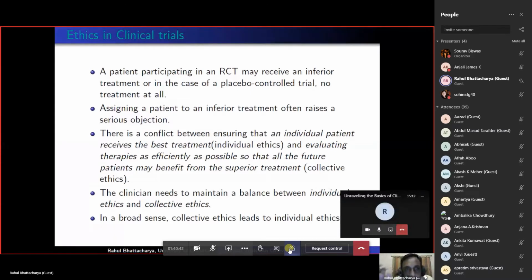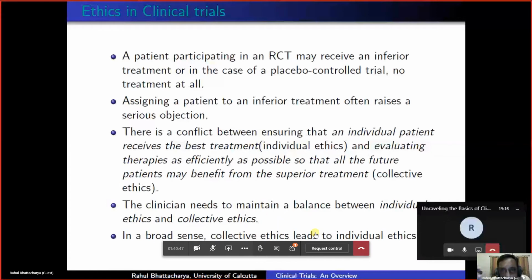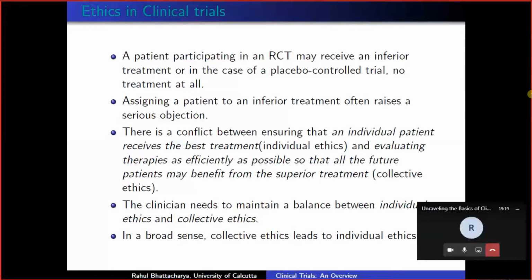So there are two types of ethics actually. One ensures that an individual patient receives the best treatment. This is the individual ethics. That is, from the individual patient's perspective, I will get the best treatment every time. This is what is known as individual ethics. And the next one is evaluating therapies as efficiently as possible so that all the future patients may benefit from the superior treatment. This is called collective ethics.